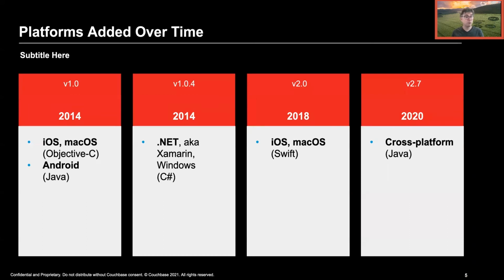Over time, we've added more platforms to this. We started out in 2014 supporting only iOS and macOS and Android platforms. Later on that year, we added support for .NET, i.e. C#, including Windows. In 2018, we added support for the Swift language on the iOS and macOS platforms. And then in 2020, we added a pure Java version that works not only on Android, but on other platforms that run Java.